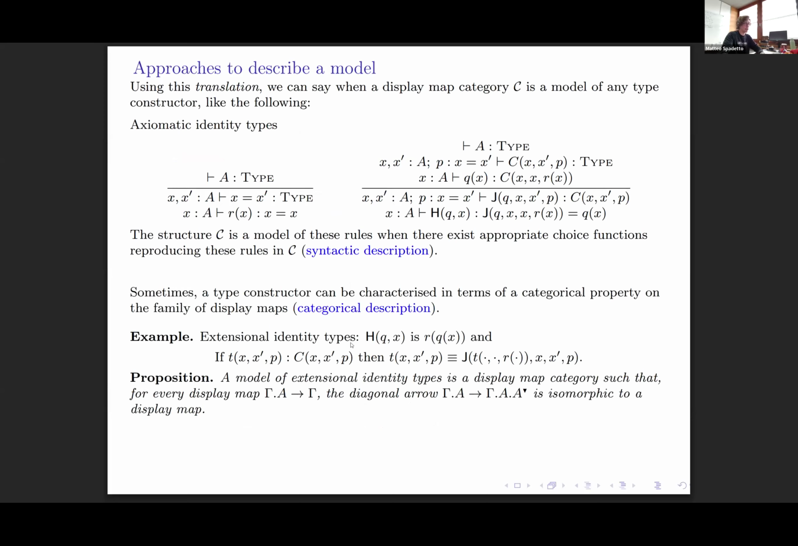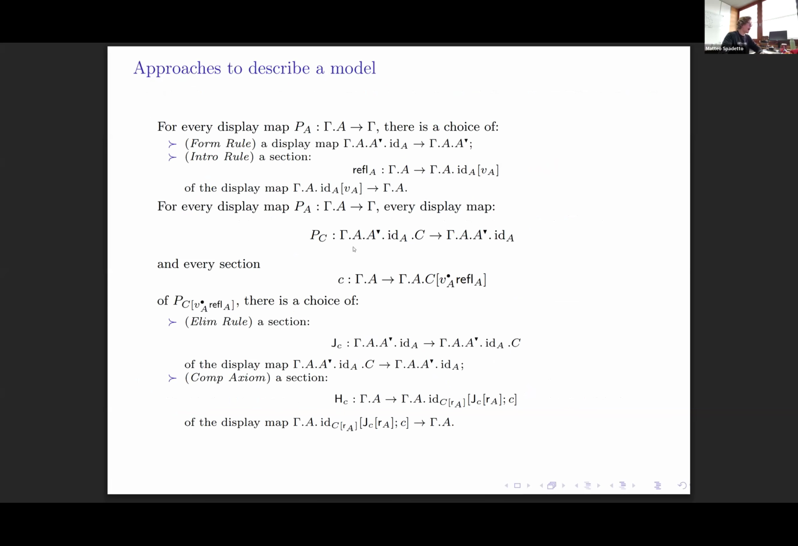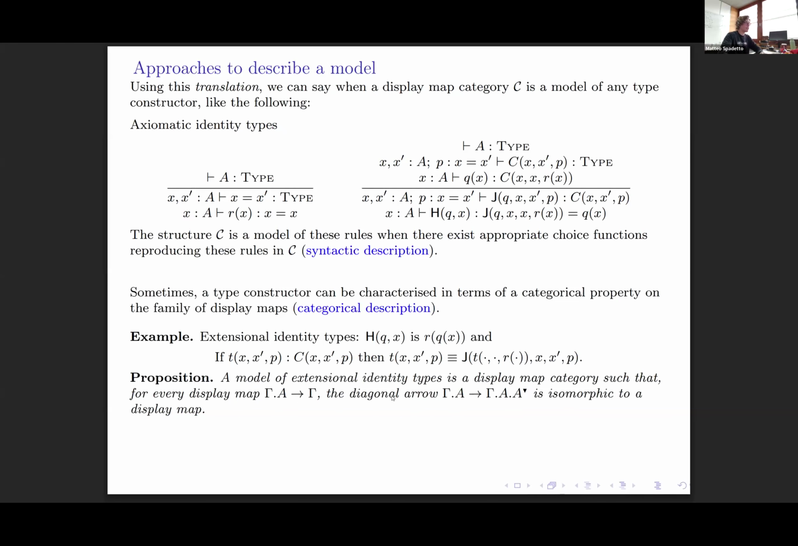I prepared an example: extensional identity types, which are axiomatic identity types where H here is a reflexivity and where you have this additional uniqueness principle. In this case, if you want a model of axiomatic identity types, what you want is a display map category with the following property: whenever you give me a display map, its diagonal is itself isomorphic to a display map. So as you can see, in this case, these requirements are characterized by a single closure condition on the family of display maps. Again, every display map has the diagonal isomorphic itself to a display map.